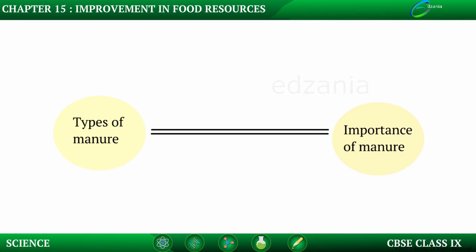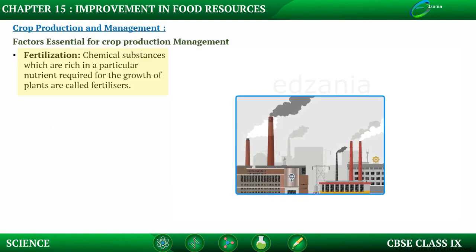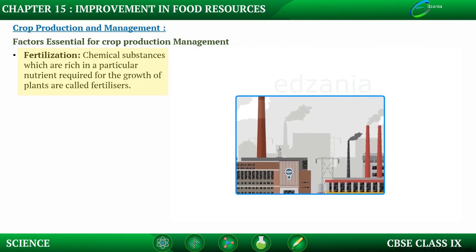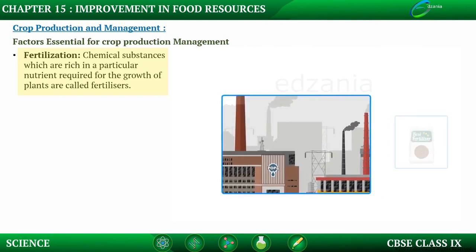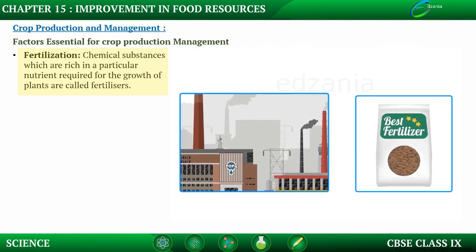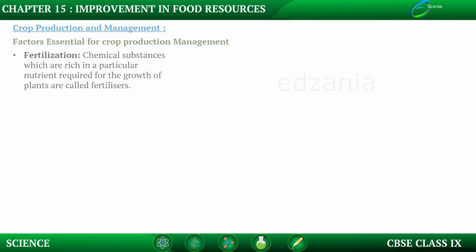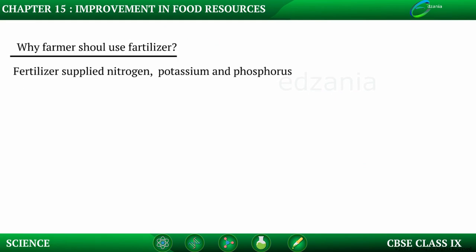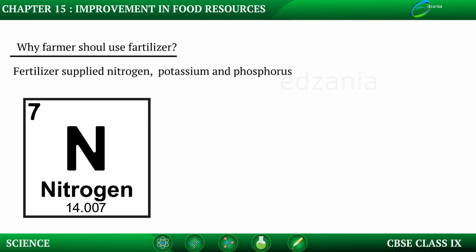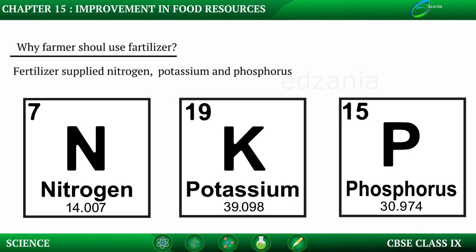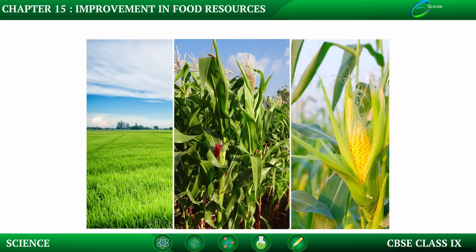Then let's see fertilizers. Chemical substances which are rich in a particular nutrient required for the growth of plants are called fertilizers. Why should farmers use fertilizers? Fertilizers supply nitrogen, potassium and phosphorus. They ensure good vegetative growth, that is growth of plants, leaves and flowers. In high cost farming, fertilizer is a very important factor for high yield of crops.